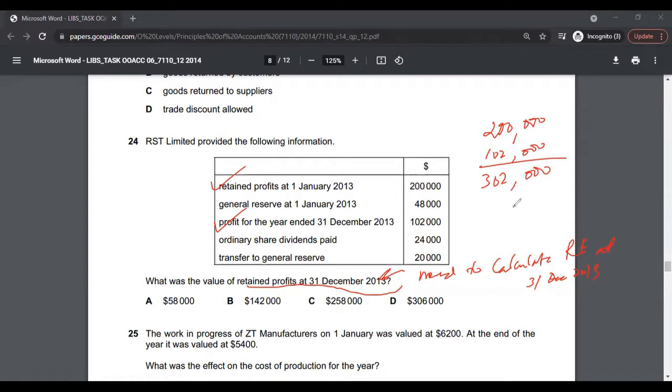We have ordinary share dividend paid, so minus 24,000. And transfer to general reserve as well, that is minus 20,000. If we do the maths, 302 minus 24 minus 20 comes to 258,000. So the answer to multiple choice 24 is option C.